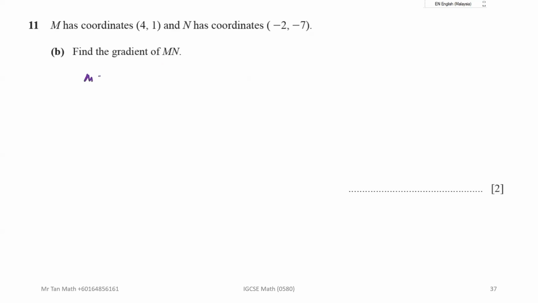So gradient m is equal to y2 minus y1 over x2 minus x1. So that equals minus 7 minus 1 over minus 2 minus 4. We get minus 8 over minus 6, so equal to 8 over 6, equal to 4 over 3.